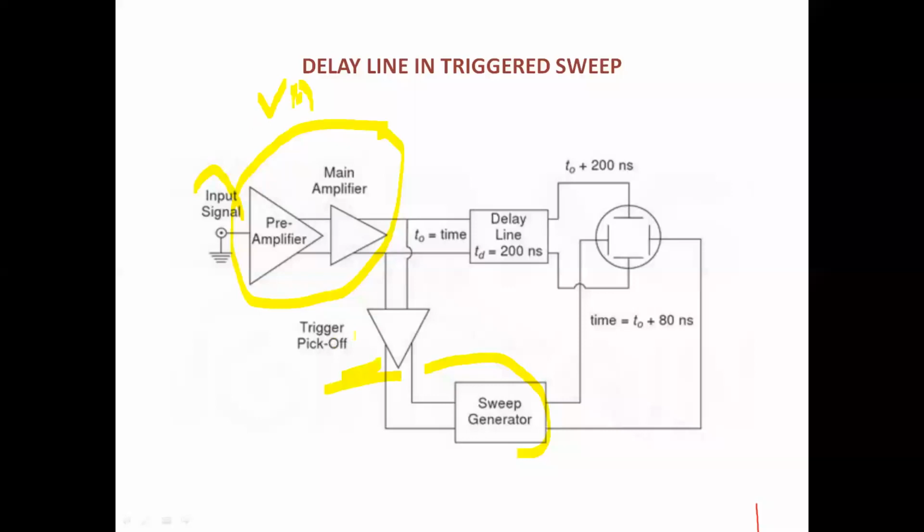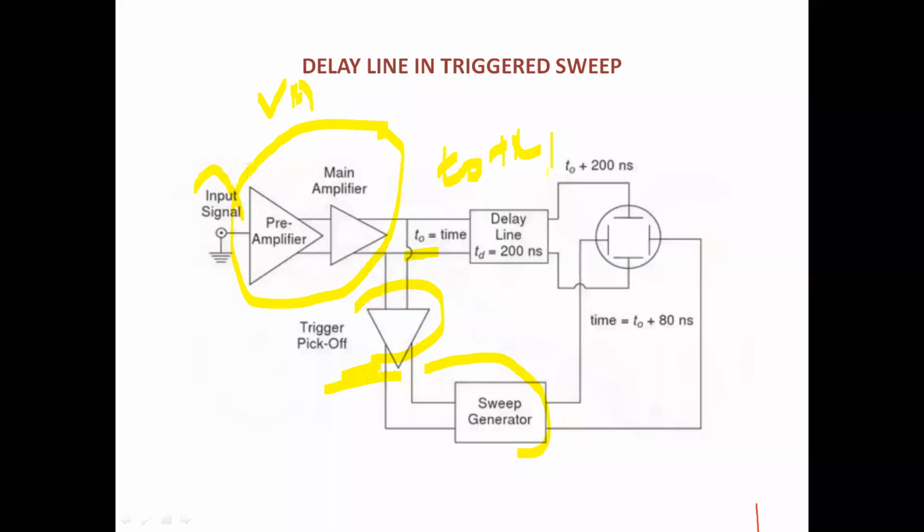Okay, so here if the trigger pulse is picked off at a time t equal to t0, after the signal has passed through the main amplifier, then the signal is delayed by x1 nanoseconds. ట్రిగ్గరింగ్ పల్స్ అనేది గనక టైం t0 అనే టైంలో ట్రిగ్గరింగ్ అయితే ఈ డిలే లైన్ ఏం చేస్తుంది, దానికి t0 ప్లస్ x1 నానో సెకండ్స్ డిలేని యాడ్ చేస్తుంది.